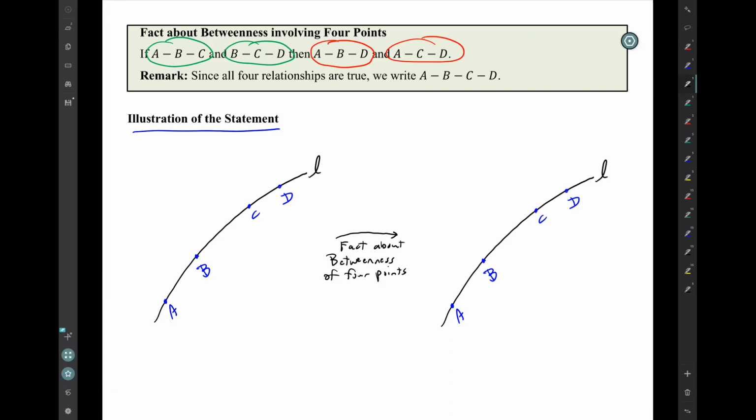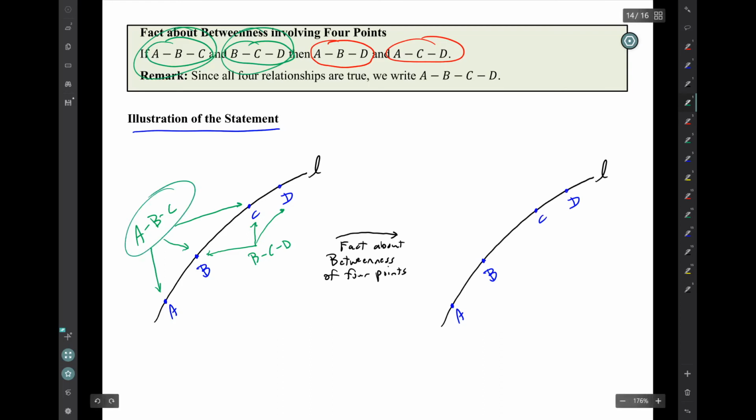But I want to do a little bit more. I want to try to convey what the statement actually says. The statement says, if these 2 things are true. Well, let's illustrate those on this left diagram. A-B-C, I could illustrate this way. And B-C-D, I could maybe illustrate this way. That illustration shows the configuration of points, but also shows what you're supposed to be noticing about them. You're supposed to be noticing that B is between A and C, and that C is between B and D.